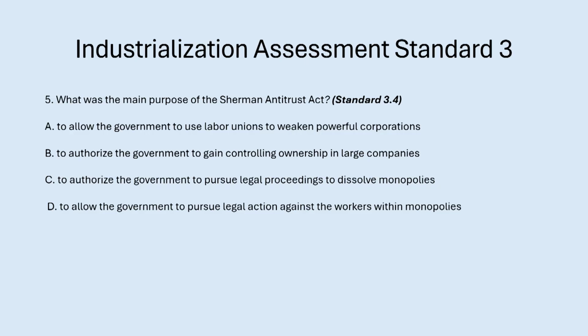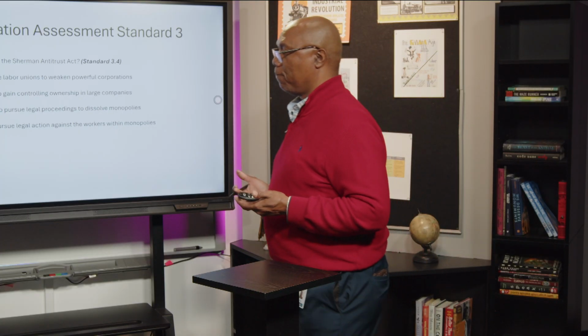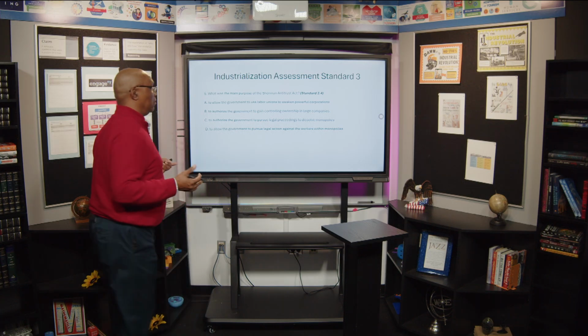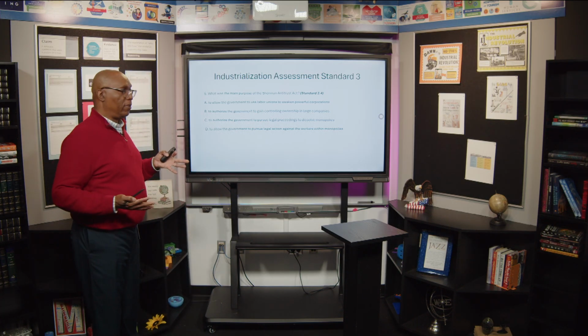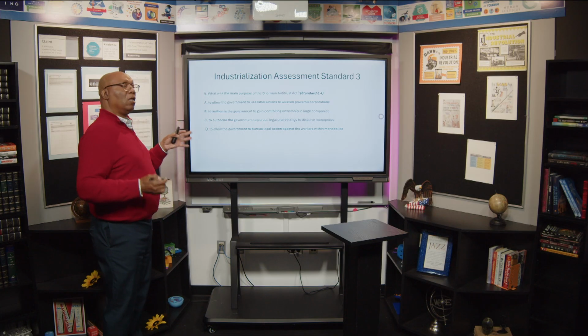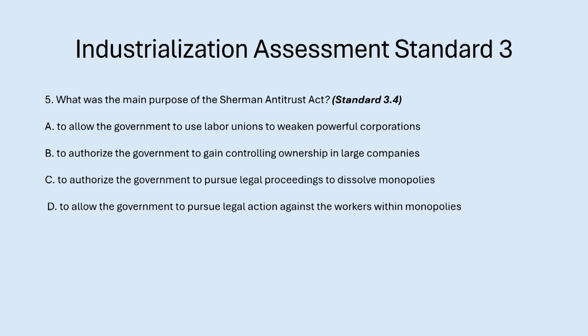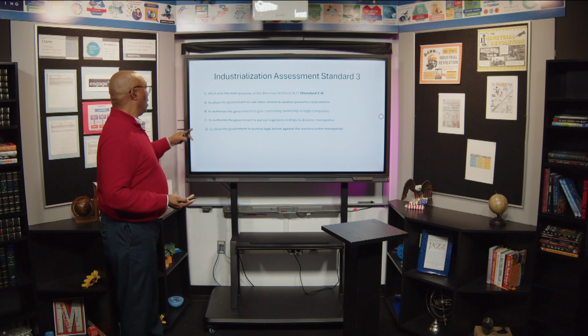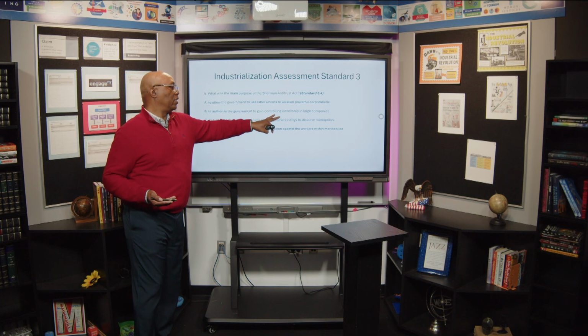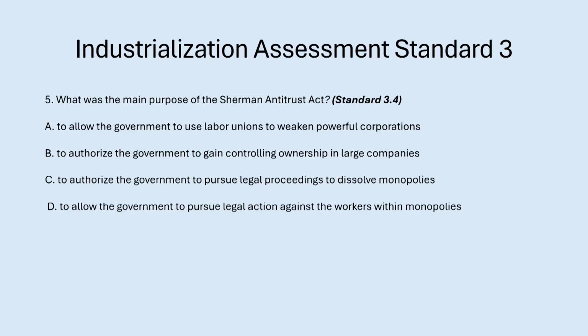Well, the Sherman Antitrust Act's purpose was to outlaw monopolies. It didn't have a whole lot of power to do anything initially, but it was going to become bolstered by the Clayton Antitrust Act. So we said it was to eliminate monopolies. To allow governments to use labor unions to weaken powerful corporations? No. To authorize the government to gain controlling ownership in large companies? Didn't say anything about them taking over the companies. To authorize the government to pursue legal proceedings to dissolve monopolies? Possibly. To allow the government to pursue legal action against workers within monopolies? No. What it was about was C, to authorize the government to pursue legal proceedings to dissolve monopolies.